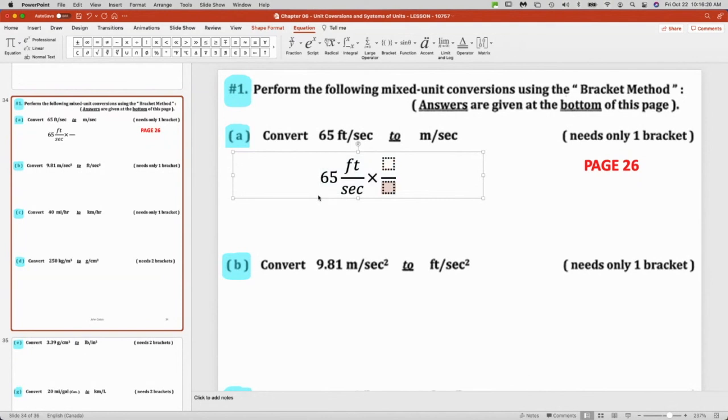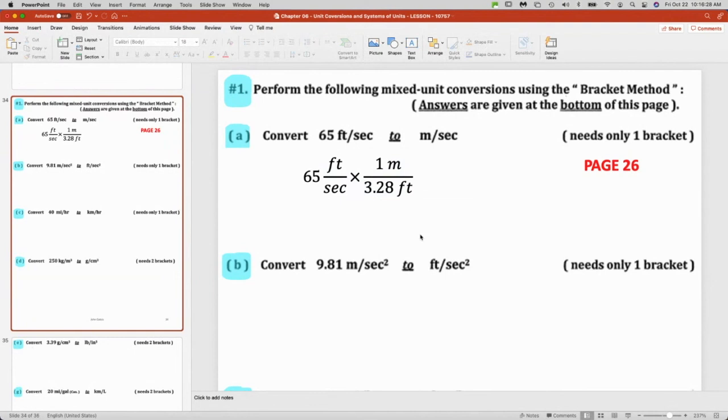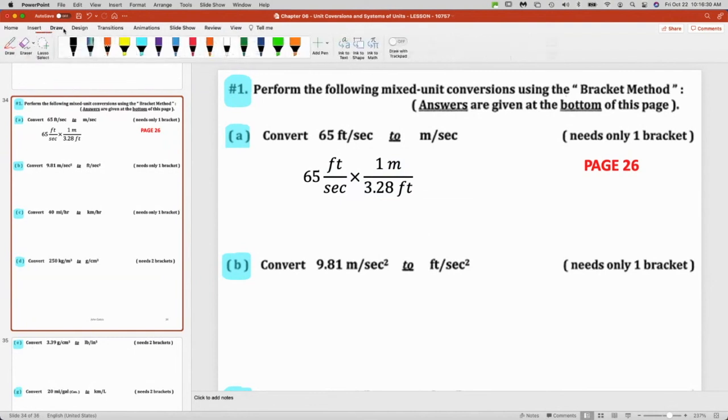It's actually the bottom. So the logic is this. You're trying to get rid of the feet. Thank you, Marco, and Nicholas, thank you too. So you need a feet on the top and you need a feet on the bottom so that they cross out. So you always want to put the unit that you want to cancel on the opposite of the fraction. So on the denominator, you put on the numerator, or vice versa. So those cancel out, and yeah, 19.8, sure.